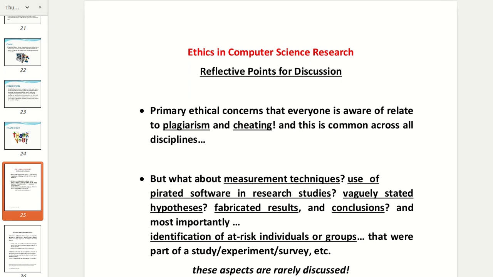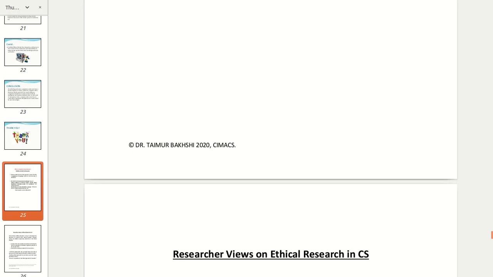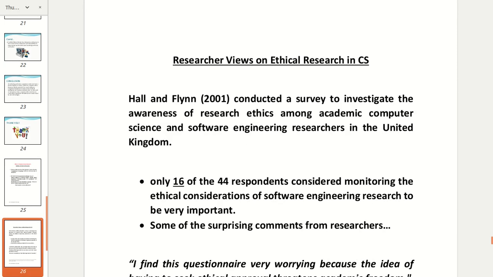Okay, and most importantly, when you are carrying out survey based research or any computer science research that involves humans, what is the risk to those individuals as part of this research? So these are the aspects which are not so popular, and these are the aspects which you need to focus on in your everyday research, in addition to plagiarism and cheating. Plagiarism and cheating is very common, but some of these other issues are equally important, but they are not given due consideration.